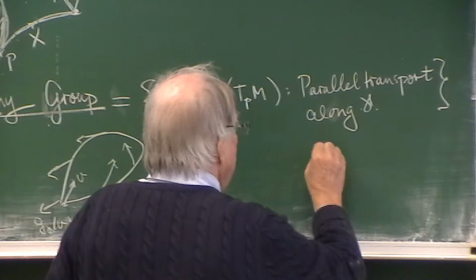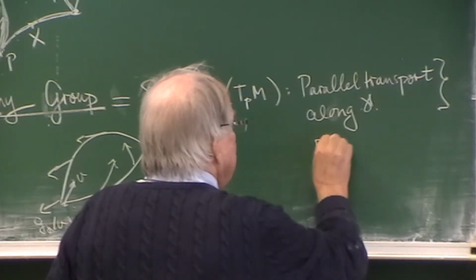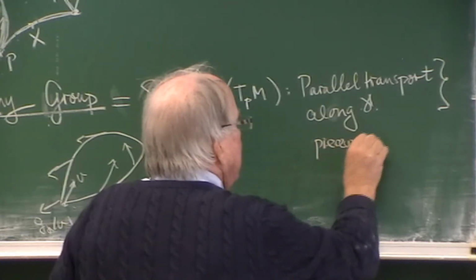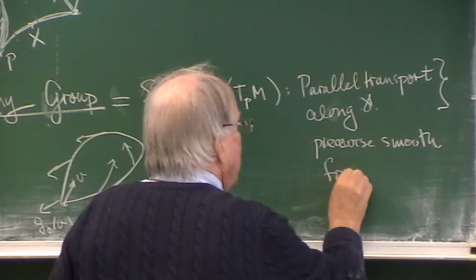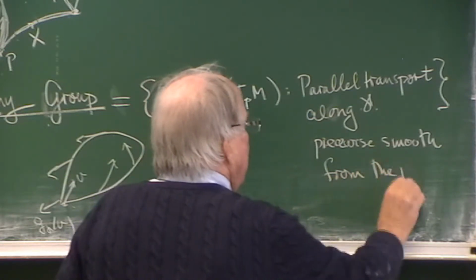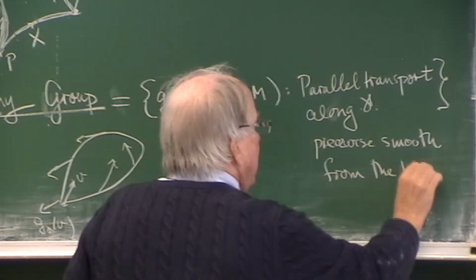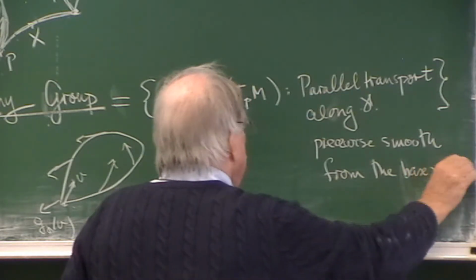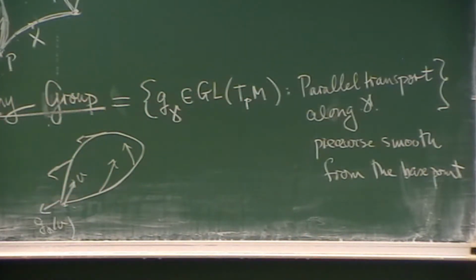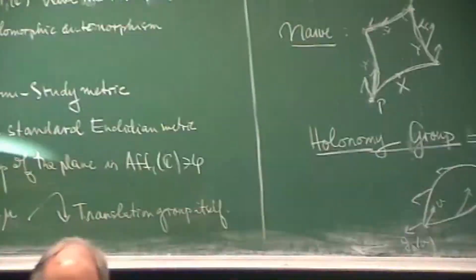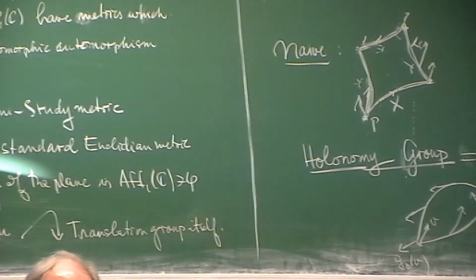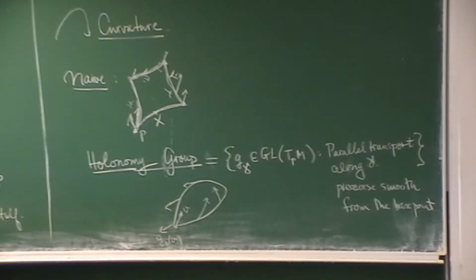Gamma is a piecewise smooth curve from the base point. You see it, right? It's very interesting. It's very, very interesting. So basically, you take a curve, you take your V, and then when you come back to the point, that's where your G gamma V is.